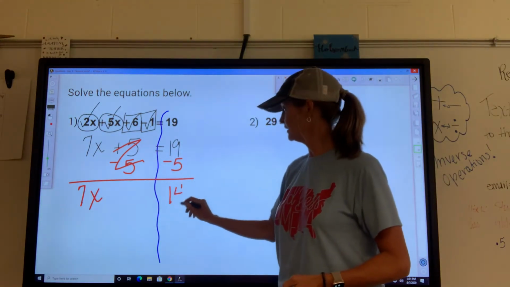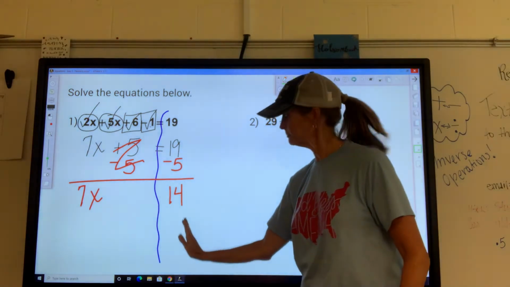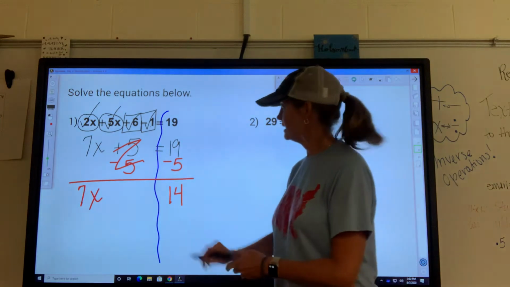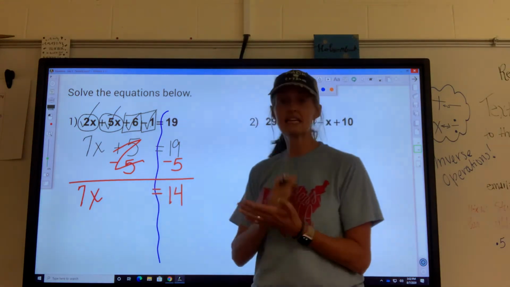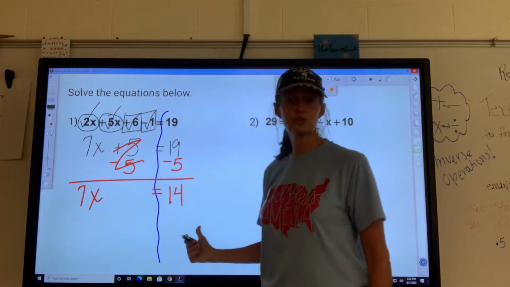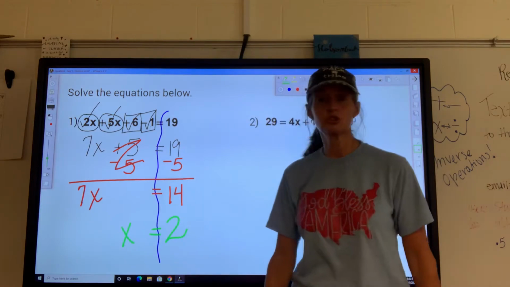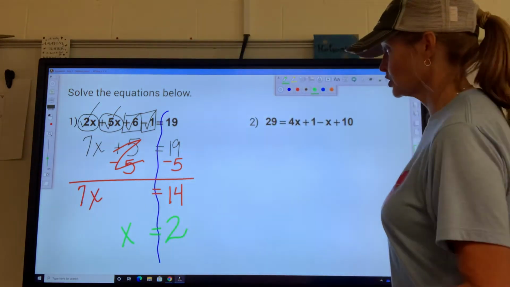And what happens to 19 minus 5? 14. Now notice 14, this is my work, it stays on this side. Here's my equal sign. It's staying in the middle. Okay, y'all, really? 7 times what is 14? X equals 2. Now, are we so sure about that?